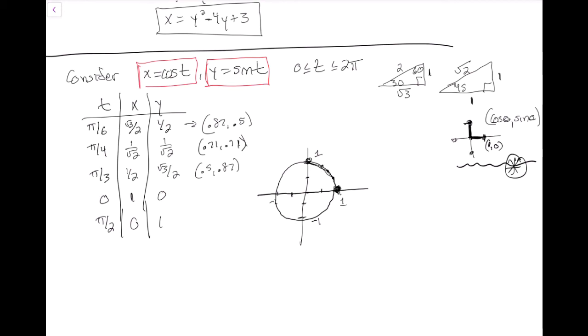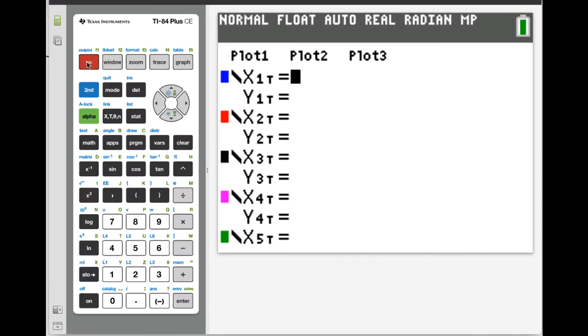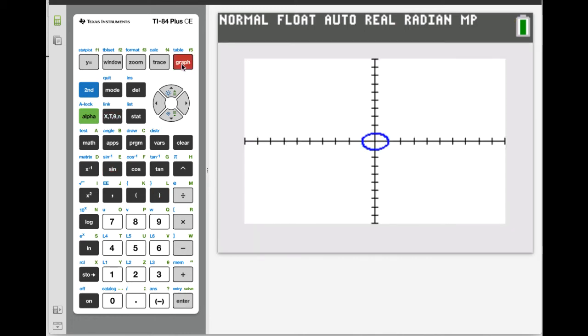So let's take out some technology and just graph that to see what that looks like. If I bring out my TI calculator, I'm going to hit the y equals key, and let me do x equals cosine of t, and then I'll do y equals sine of t. And then if I go ahead and hit graph, we're going to see our circle there. And it doesn't really look like a circle. So I want to fix that to look like a circle.